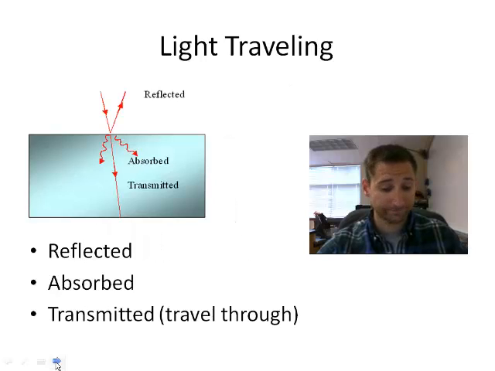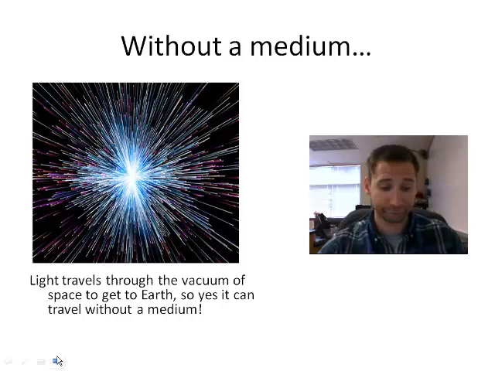Next question. Can they travel through materials? Light can travel through materials, but it can also do other cool stuff, like be reflected or be absorbed. Sometimes, like with a lens, it can be reflected, absorbed, and transmitted all at the same time. Can it travel without a medium? Absolutely. It does so every day, all day, through space, from sunlight to the earth.